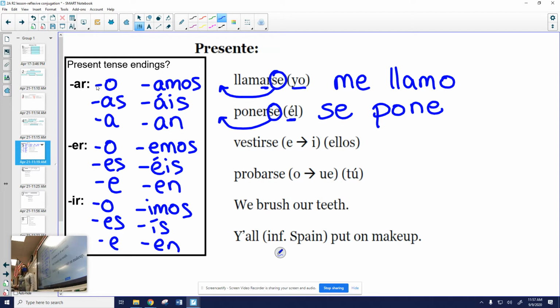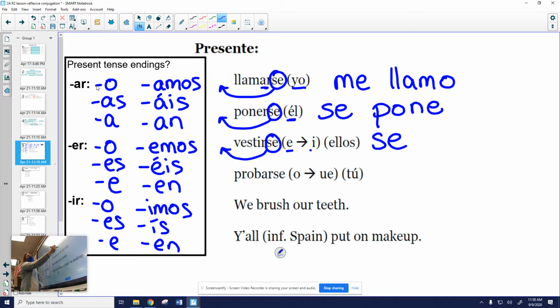Vestirse in the ellos form, they get dressed. They dress themselves. First, we move the se to the beginning. Which reflexive pronoun do we have to change it to for ellos? Me, te, se, nos, os, se. It's just se, right? We don't have to change it. It was a trick question.